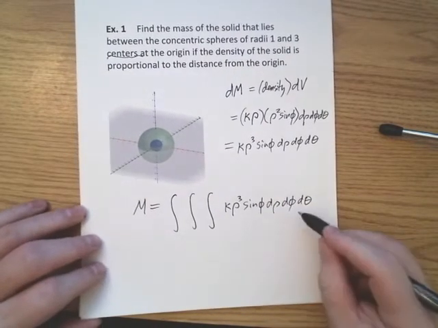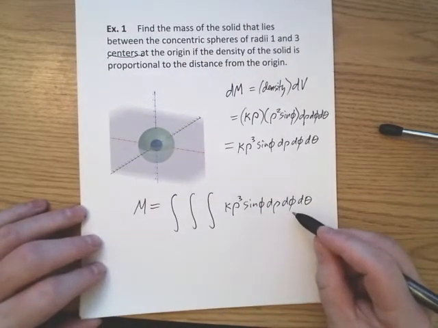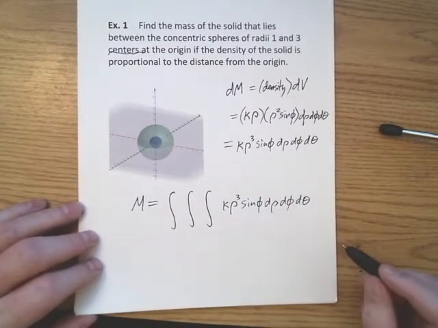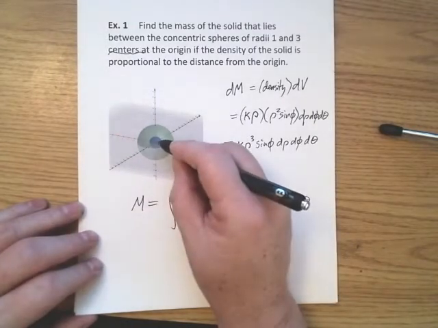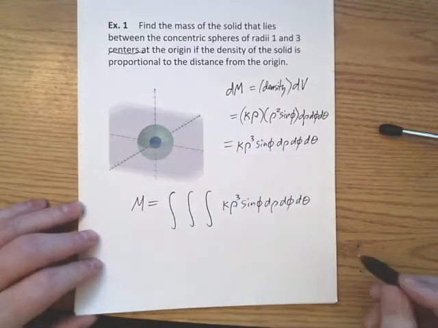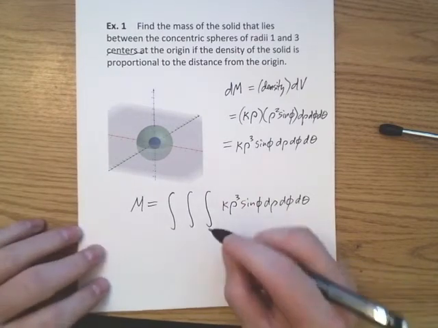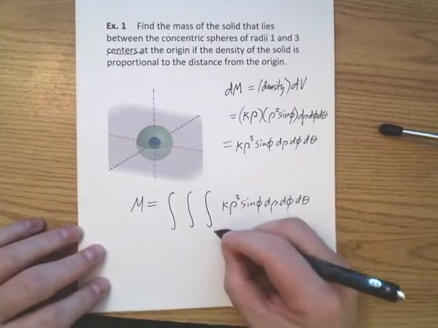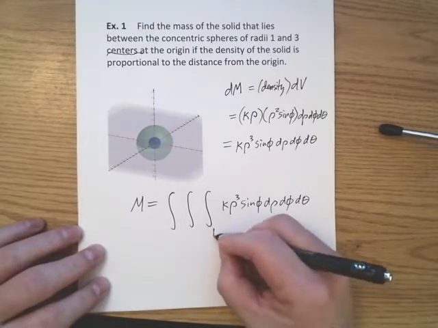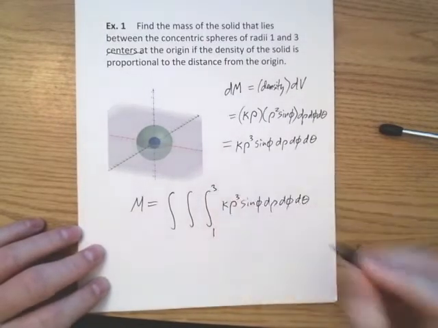Okay, now if I fix theta and phi here, and just consider what's happening to rho, where would rho be going from and to? Well, it would be going from any point on the smaller sphere straight out to the corresponding point on the larger sphere. So rho would be going from 1 always to 3.